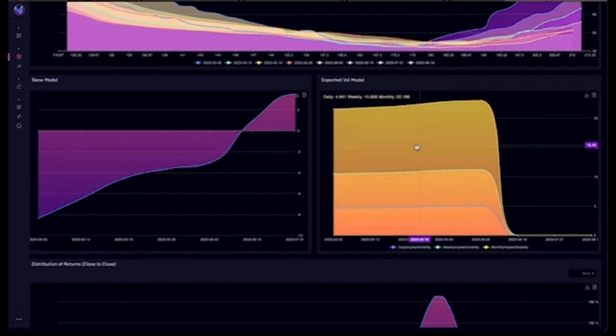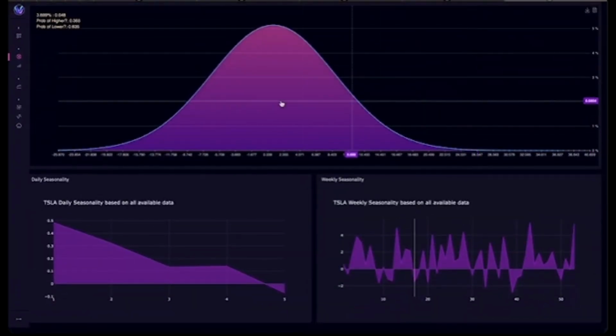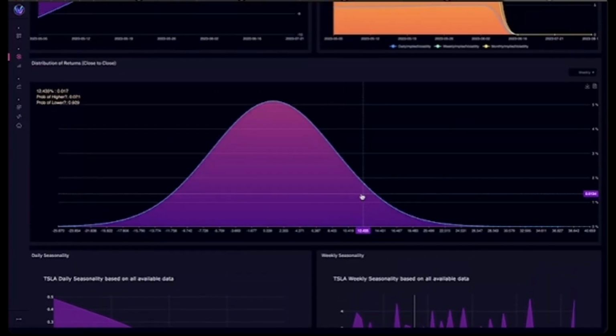A way to figure that out is, okay, this is saying on a monthly basis it's going to move, or on a weekly basis, it's going to move 11%, right? So it's saying 10% here. I can see what the realized move has been in Tesla overall. If I hover over here, I can see the probability of the stock being up 10% close to close on a weekly basis, and this is not taking any factors into account. It's literally week to week, give me the distribution of returns.